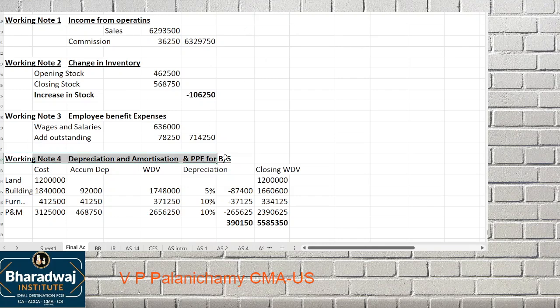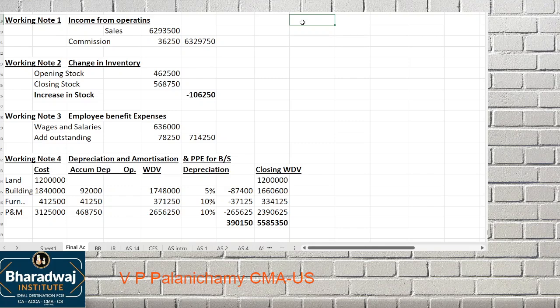So we prepared the working note for plant, property and equipment. Any doubt in it? It is given depreciation is on WDV. That's why cost minus accumulated depreciation, we get opening balance written down value. On the depreciation we provide, we get closing WDV for balance sheet. Of course, land is not depreciable.